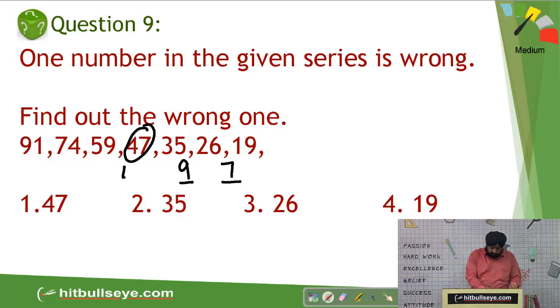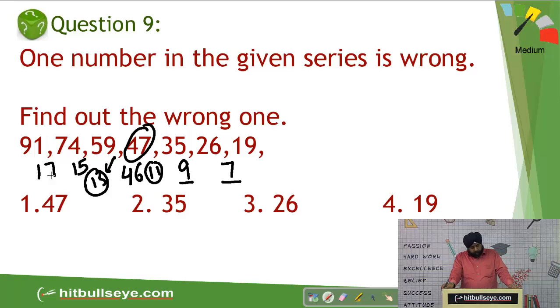Let us write it 46 and see whether the sequence is there. 35 and 46 will give us a difference of 11, and 46 and 59 will give us a difference of 13. Of course, the series is now correct. 59 plus 15, 74, 74 plus 17, 91. Student, we have found out the wrong number in the series. It is 47. Here in its place, it should be 46. So 47 is the wrong number in the series. Hence, first option is the answer. We move on to the next question.